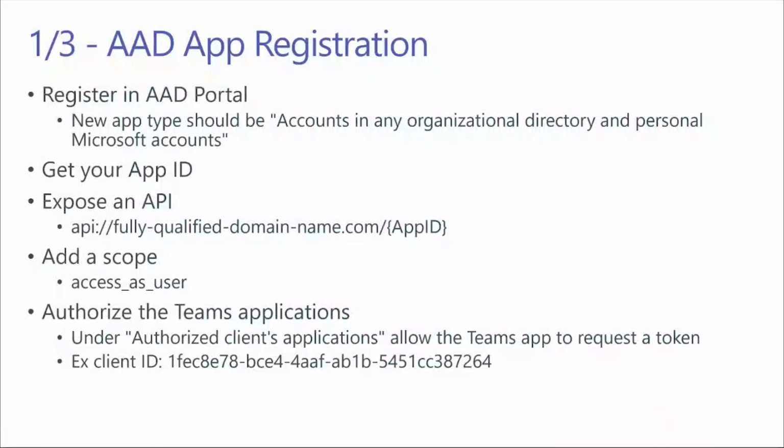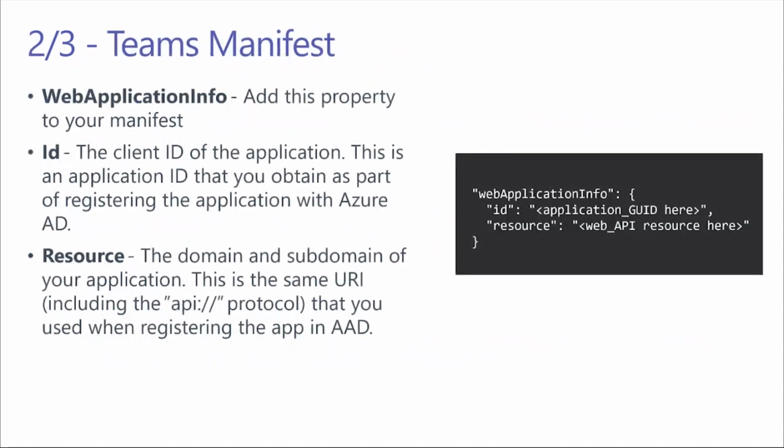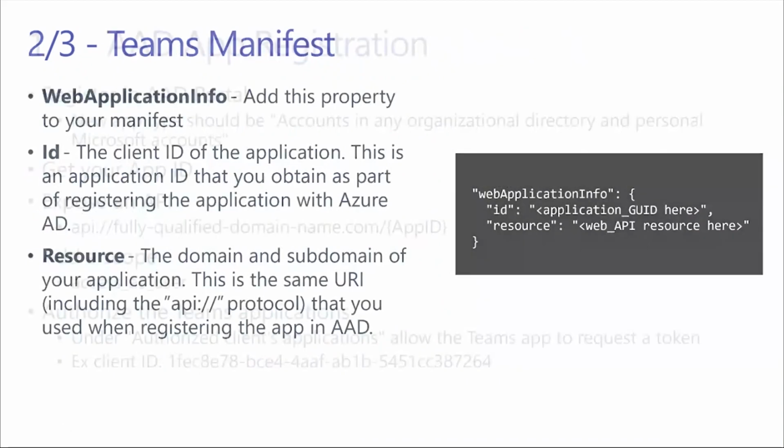Okay, so let's look at the 3 main steps that are necessary to set up single sign-on. I'm going to be taking you through a sample, but before I do, I just wanted to give you a quick overview of the 3 necessary steps. There's registering your application in AAD. There's updating the Teams manifest with the information you got from the first step. And then there's finally calling our SDK to get an auth token. So let's quickly look at step 1.